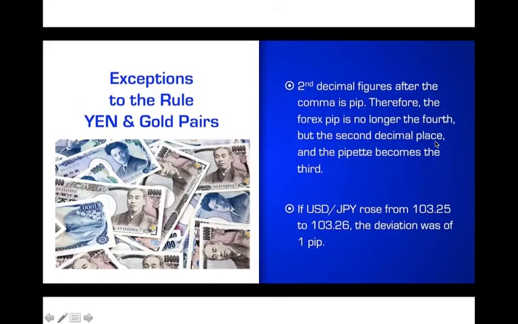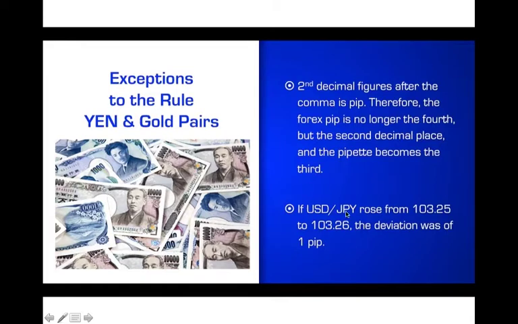But when it comes to the yen pairs and the gold pairs, there's an exception to the rule. The second decimal figure after the comma is a pip. Therefore, the Forex pip is no longer the fourth digit but the second decimal place, and the pipette becomes the third one.